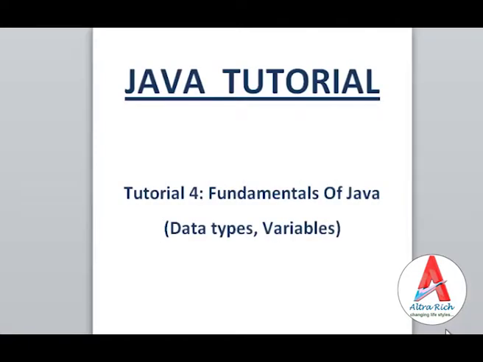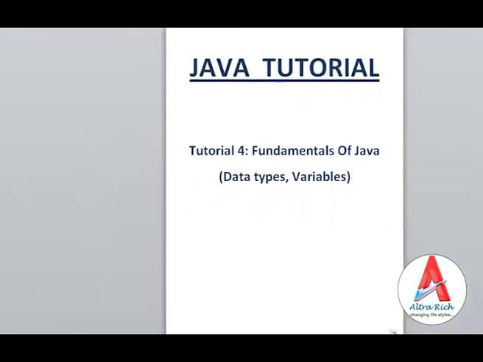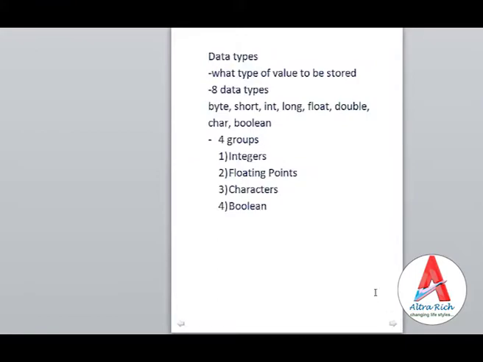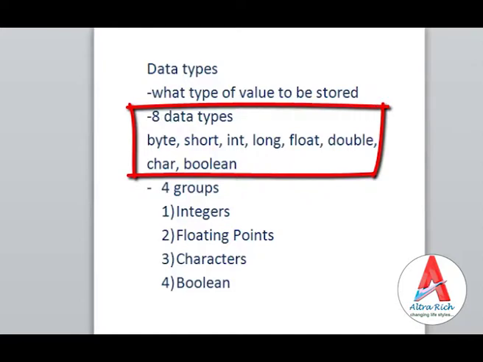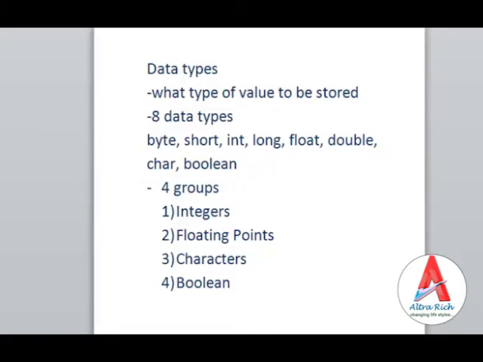In this tutorial, we are going to study the fundamentals of Java. First, go through the data types. Data types are used to store a particular value in a variable, and represent what type of value is to be stored. There are 8 data types in Java: byte, short, int, long, float, double, char, and boolean. These data types can be divided into 4 groups: integers, floating points, characters, and boolean.